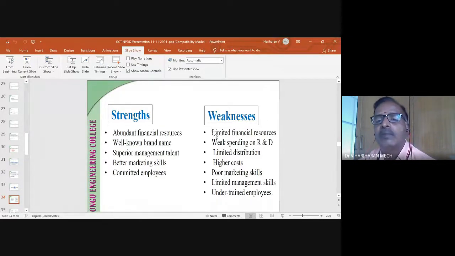Weakness is financial sources are not that good. You have limited finance. Then weak spending on R&D, so you don't have more money to spend on R&D. Then limited distribution. The distribution is only in a limited area. It will not go beyond that certain level. Then higher cost. You are producing a component at a higher cost. Then poor marketing skill, limited management skill and untrained employees. These are the weaknesses.